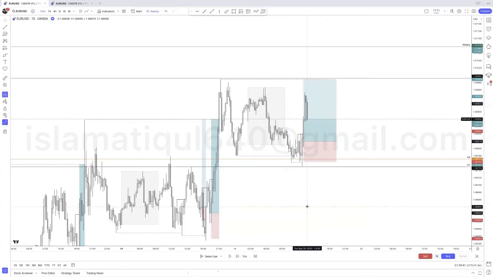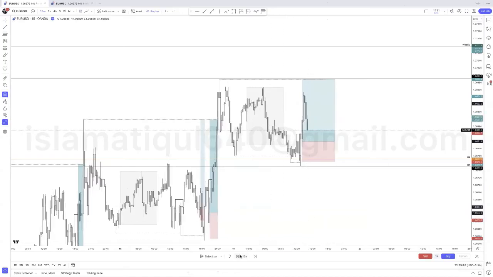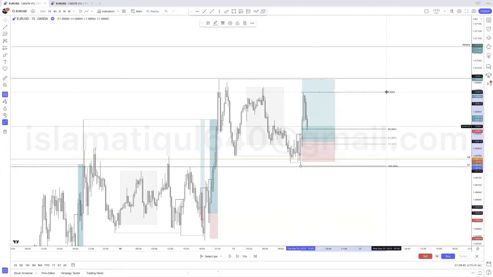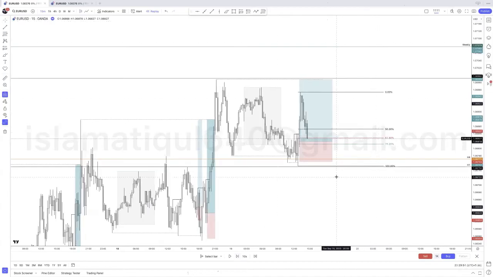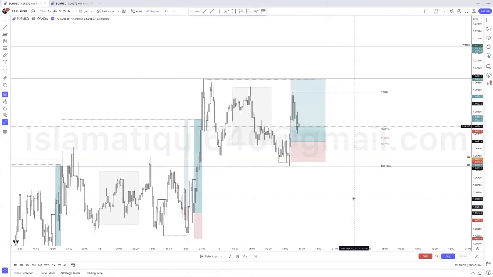Okay, a pullback. Now where's the pullback coming into? We have a low to high range here, so they can react to somewhere here. Okay, so you see this, right? You see how fractal price is. Everything is happening on every single time frame. Okay, so now there's a problem. We might get stopped out at break even, I think.